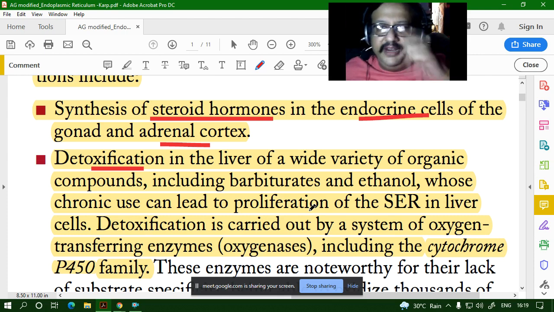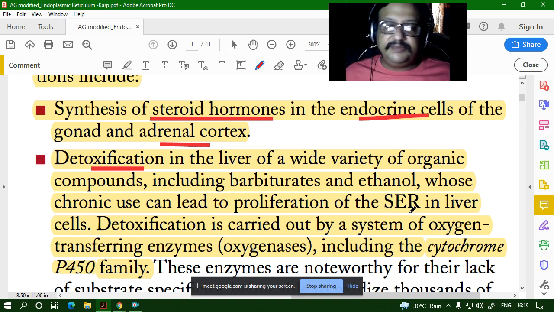So if you keep on drinking and drinking, then your liver gets destroyed. Why? Because in people who drink a lot, they need a lot of these detoxifying enzymes. And so what happens? The liver starts to work a lot. And for working, you have lots of smooth endoplasmic reticulum in them, because this is one of the functions. Detoxification takes place here.